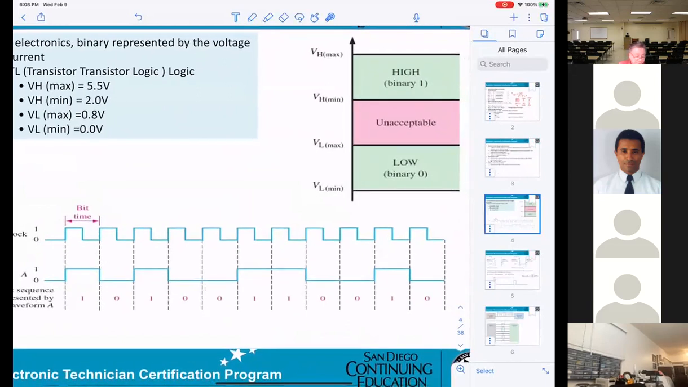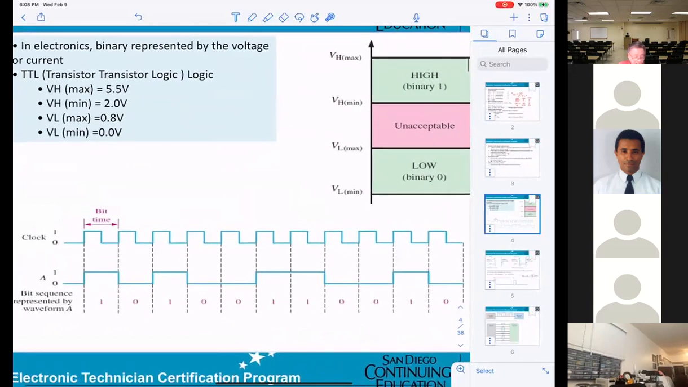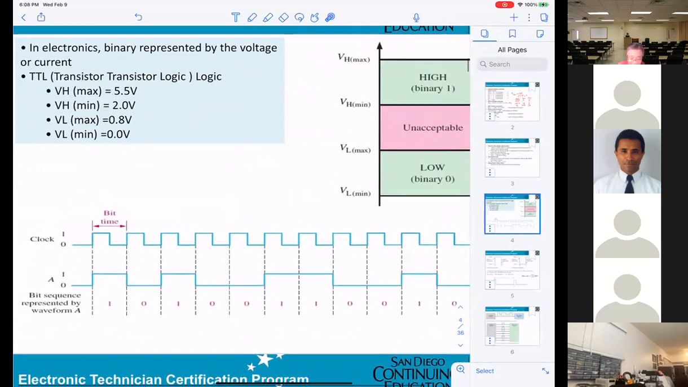Now, when we're working in electronics, you're working on the circuitry. There's no way you can get a 1 or 0 directly. So that's why, as they said here, in electronics, binary is represented by the voltage or the current, but we're talking about voltage only.